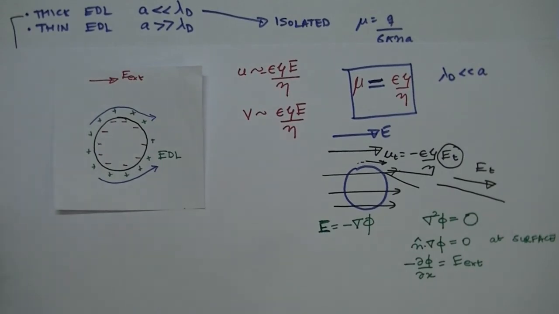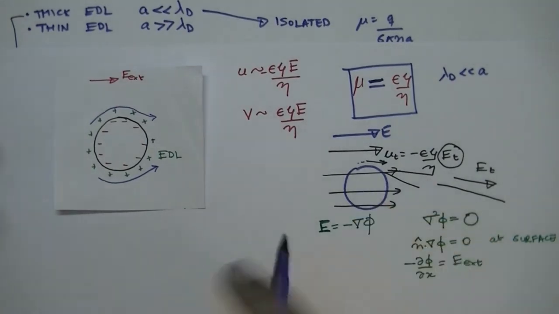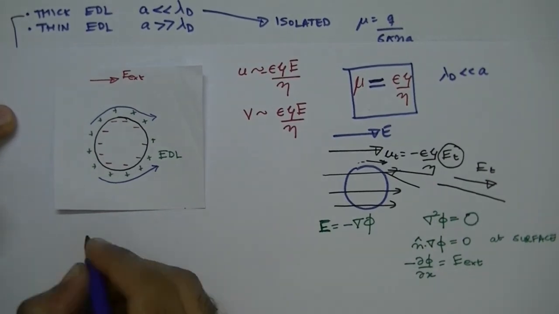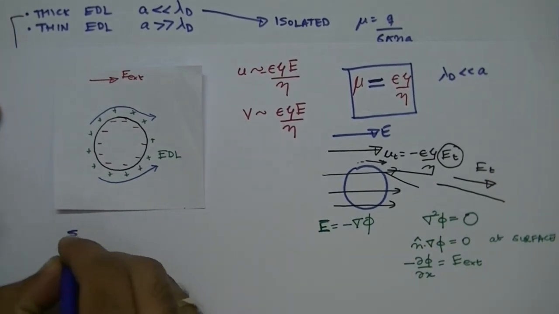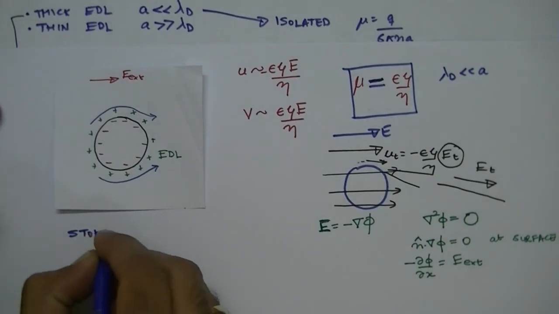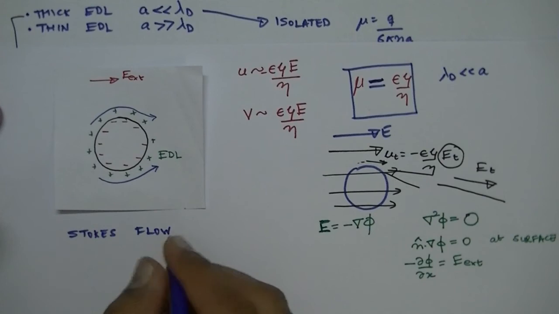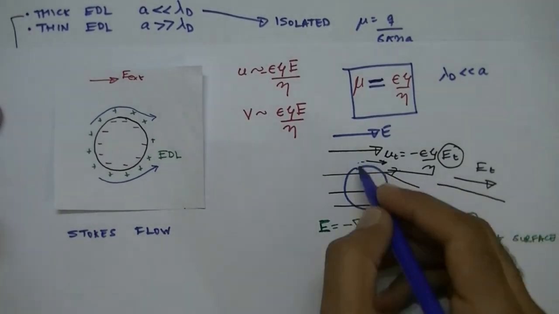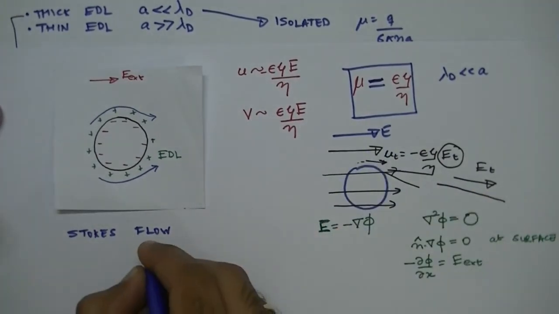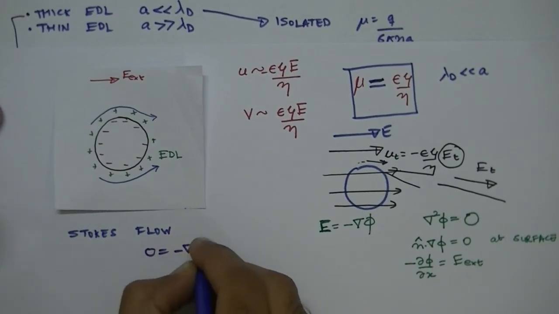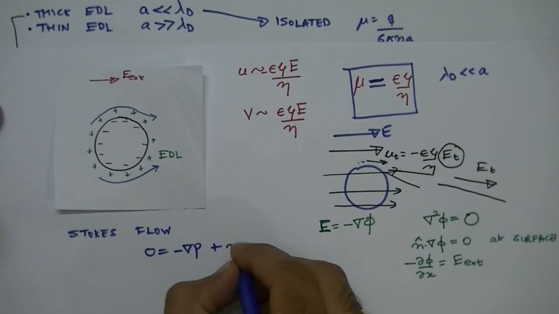Now we will also have to write the equations for the flow. At low Reynolds number, we will use the Stokes flow approximation. For Stokes flow, we know that outside the EDL there is no charge, and therefore we will have this usual equation for Stokes flow.